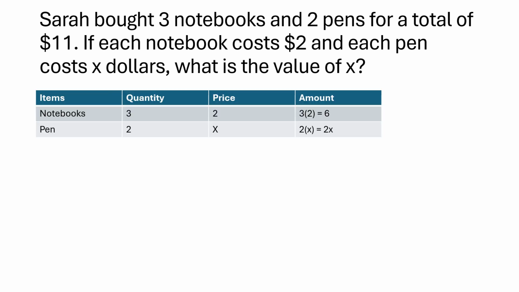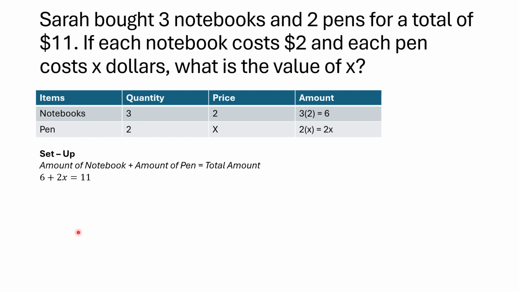What would help in solving this is if you create now a table to have the logic of it. The first one is that you have now the column of items, quantity, price, and amount. Remember that quantity multiplied by the price would be the amount that you're going to pay. Now, for notebook, there are 3 notebooks and then the price is 2. So 3 times 2 is 6. And then for the pen, that's 2 times x, where x is the unknown. So 2 times x would be 2x.